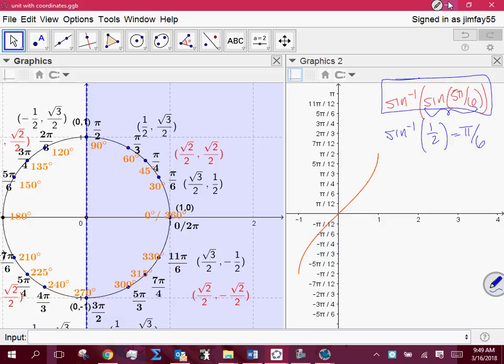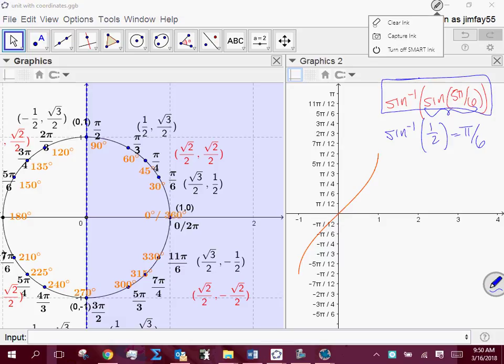You guys should know the unit circle well enough by now that you can quickly say sine 5 pi over 6, rewrite this question into sine inverse 1/2, and go from there. Okay. And the same thing happens with cosine. And it happens with tangent as well.